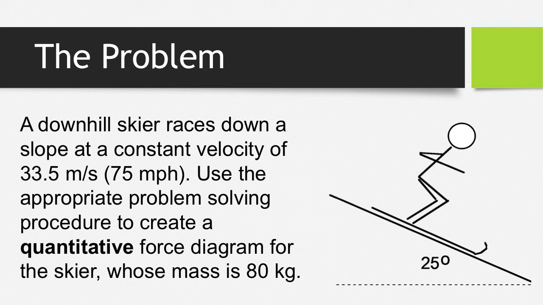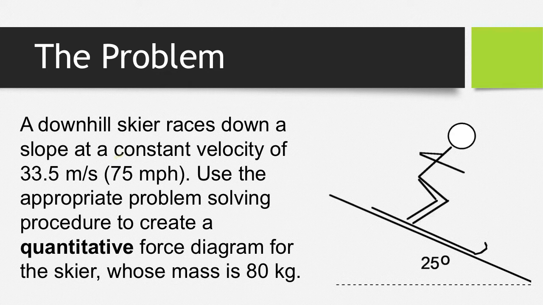In this case, we have a downhill skier who is racing down a hill at a constant velocity of 33.5 meters per second. That's about 75 miles per hour. A downhill skier goes that easily during a race. We're going to use the appropriate problem-solving procedure to create a quantitative force diagram for the skier whose mass is 80 kilograms.